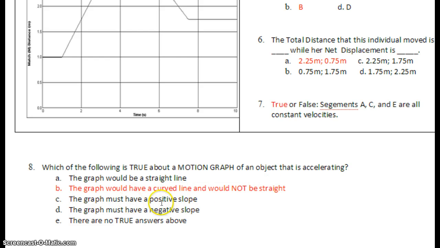That is true. The graph would have a positive slope, negative slope. It doesn't matter the slope. You can have either one of these slopes and have it be curved. There are no true answers, and that is not a true statement because letter B is true.